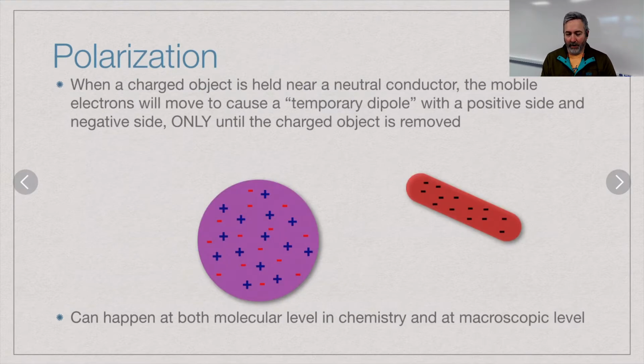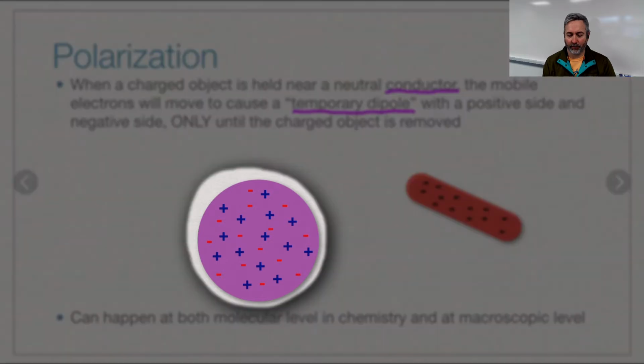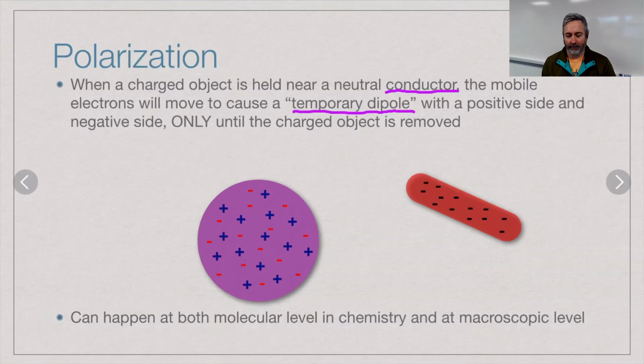All right. Polarization is more of a temporary situation. It only happens when things are near each other, and then it reverts back to its original situation. So I have an example of this, and it has to be a conductor that has charge that can move on it. All right. So we're focusing on the next 3 slides. We're focusing on what's happening with this round object.